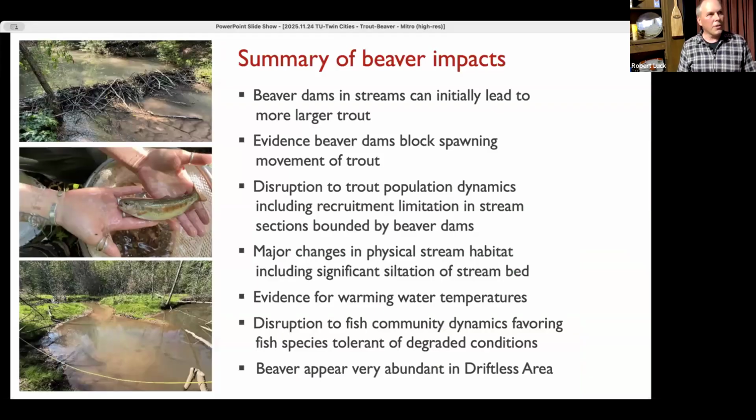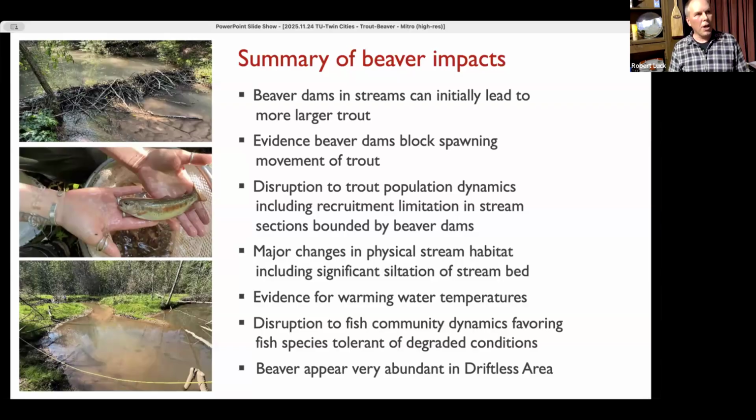So I'll summarize with just some basic observations we've seen. Again, beaver dams on streams can initially lead to some more and larger trout. You probably notice that more in brook trout streams, particularly in the smaller streams up north. You get a big pool in there, you can quickly get some bigger brook trout, as long as the pool habitat is there. As it fills in, you lose that habitat, you lose the big fish.